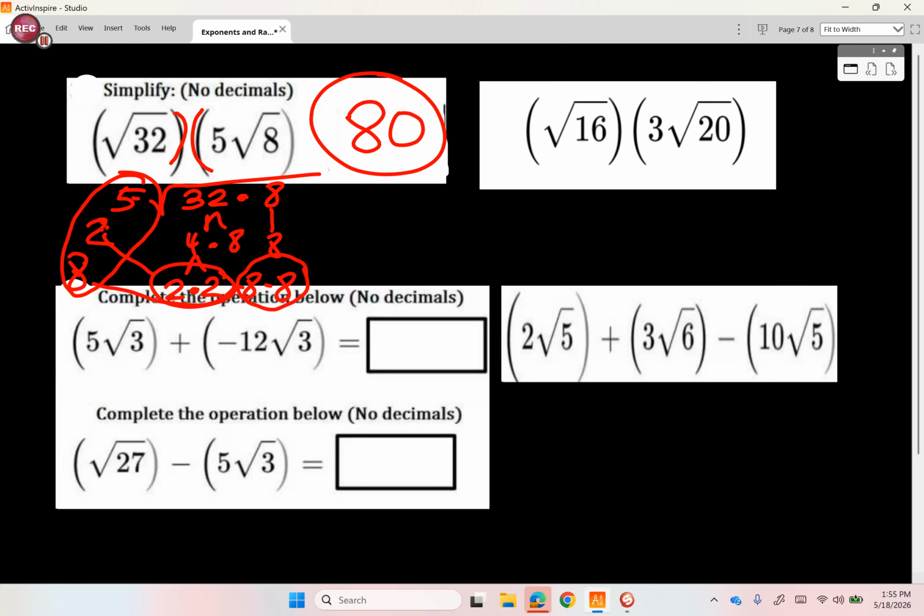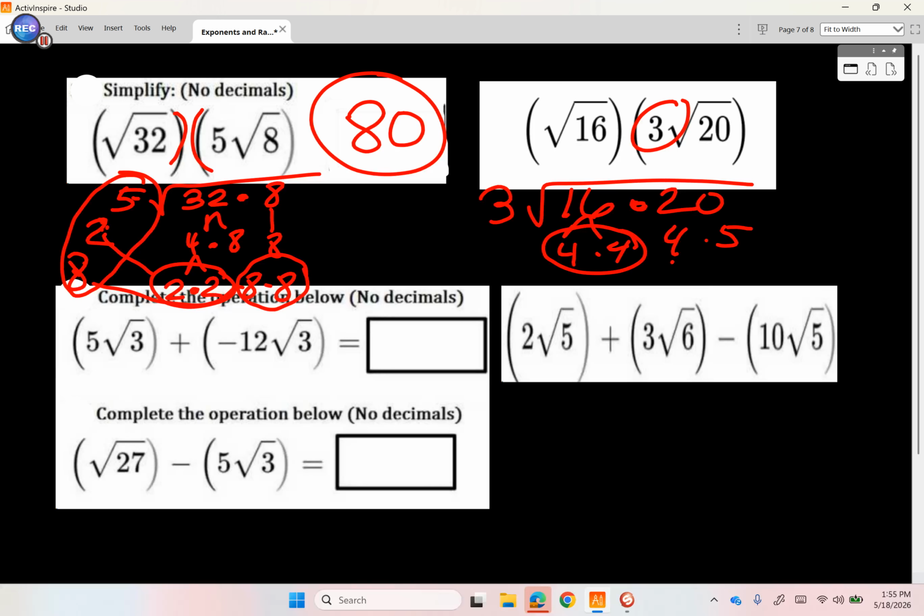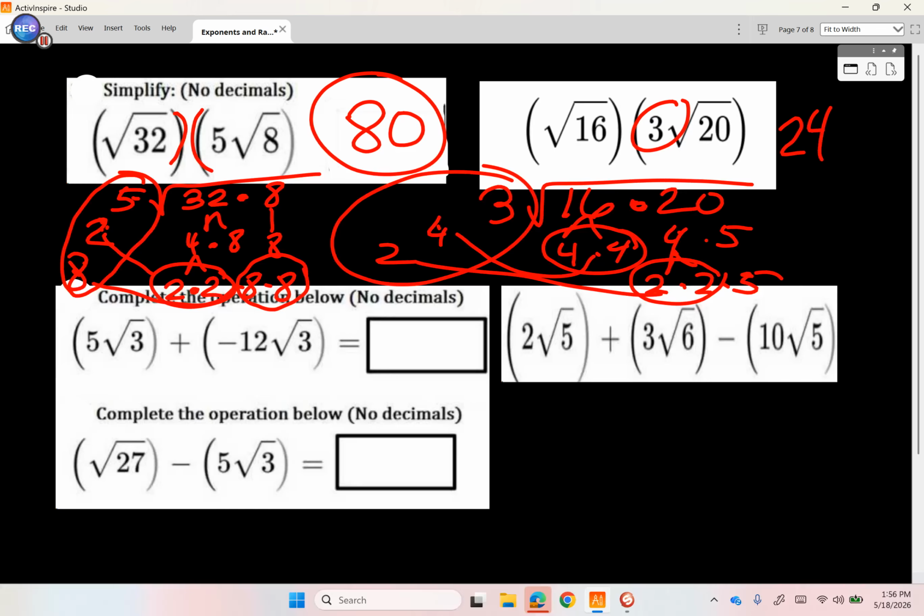Everything came out. So let's try this one to practice here. 3 stays on the outside. Radical goes inside of the other radical together. And now we can break down 16 to 4 times 4, 20 to 4 times 5. So I can already circle these two 4s because they're going to come out. And that 4 can be broken down to 2 times 2. So I'm going to take out a 4 and a 2, which means all of these get multiplied. 3 times 4 times 2 gives you 24. And now the only thing left in there is this lonely 5 over here. That's still inside of the square root.